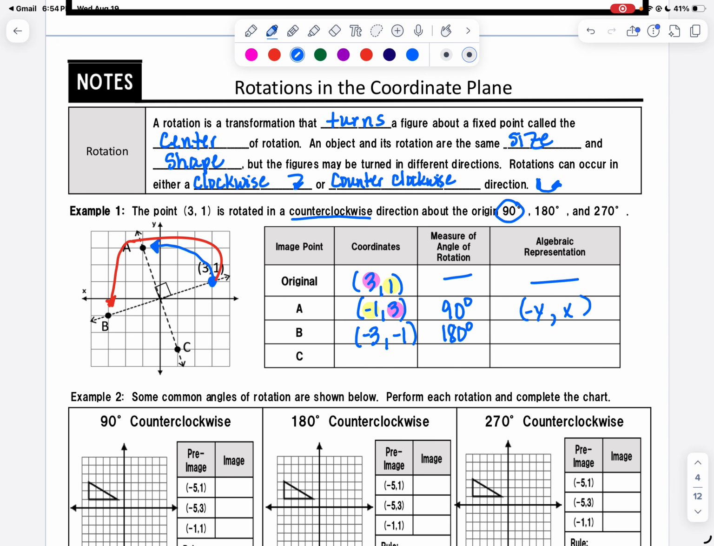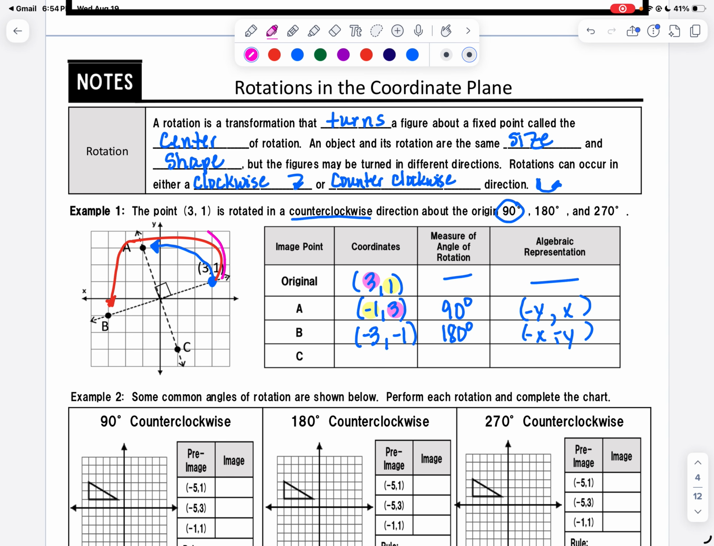This time the x and y did not swap. The x is still with the x, the y is still with the y, but something did happen. The 3 became -3 and the 1 became -1. So (-x, -y) would be our algebraic representation of a 180 degree rotation.